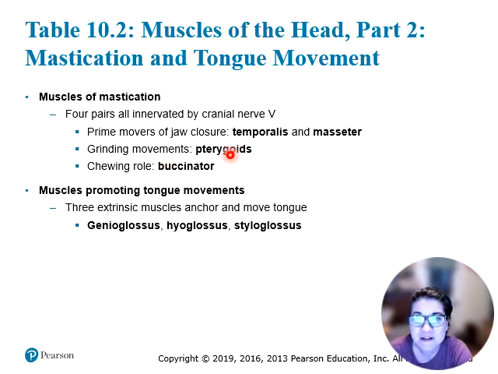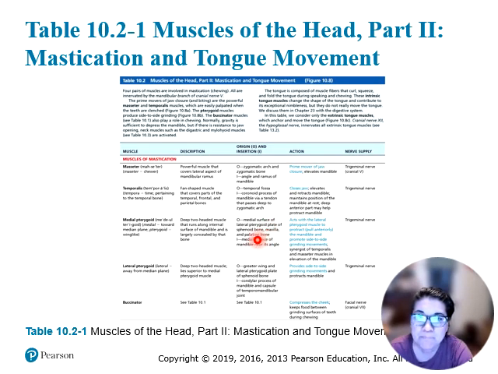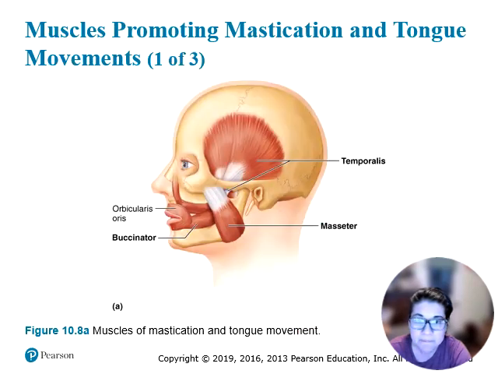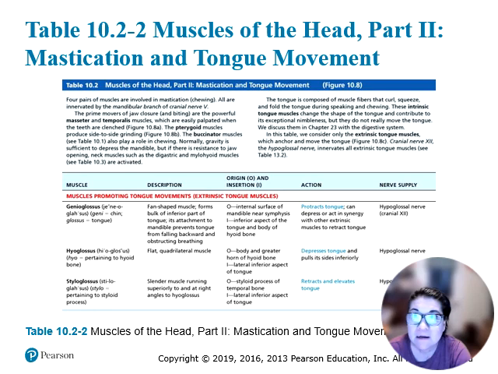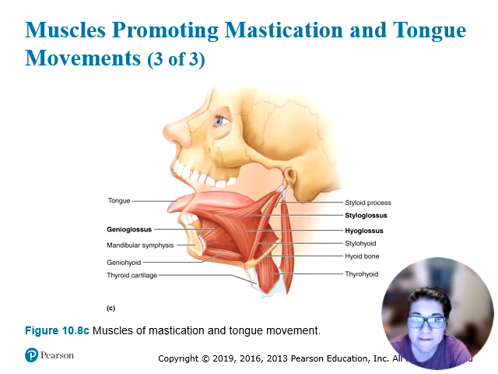Grinding movements is the pterygoids, and then chewing is buccinator. And then tongue movements, you didn't see those in that last picture, but genioglossus, hyoglossus, and styloglossus. Okay, so there are those. And you can see them pointed out there. And that's your tongue. So you can see how those anchor and help your tongue move. Okay, so there's tongue movement. There they are. Try it out. See which muscles you're using to use your tongue.